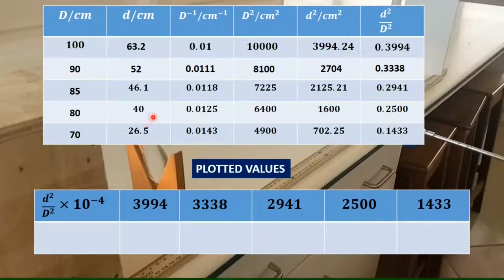Similarly, for the first value for D inverse, we move the decimal point 4 times to the right. 1, 2, 3, 4. So we have 100 times 10 exponent negative 4. For the rest of the values, we have 111, 118, 125, and 143, each value times 10 exponent negative 4.